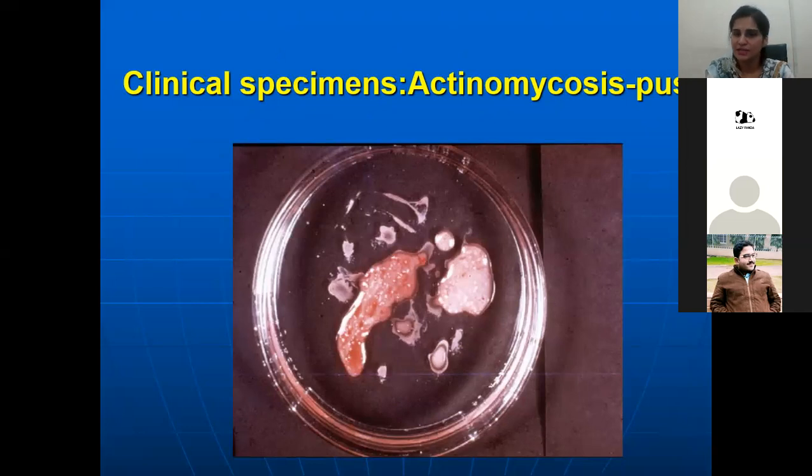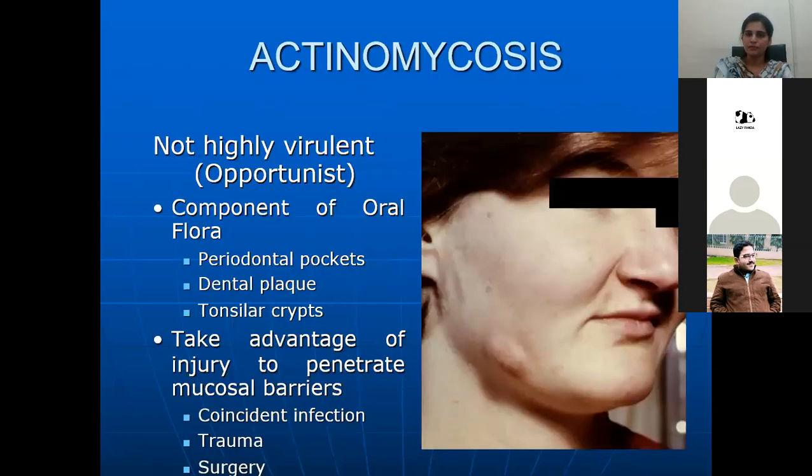This is the clinical specimen of actinomycosis. In actinomycosis, you will find pus, and in the pus there will be sulfur granules. As you can see in this picture, the pus is pinkish, and this pinkish pus is actually due to the sulfur granules. What is actinomycosis?